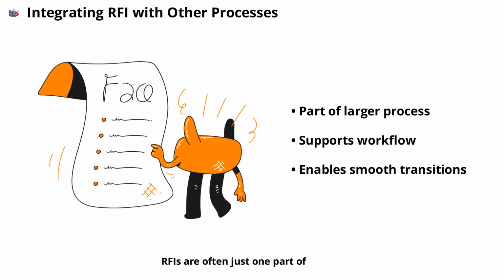RFIs are often just one part of a larger procurement or project management process. Integrating RFIs with other documents, such as RFPs and contracts, helps create a seamless workflow. By keeping all related documents organized and accessible, organizations can move smoothly from information gathering to decision-making and implementation.